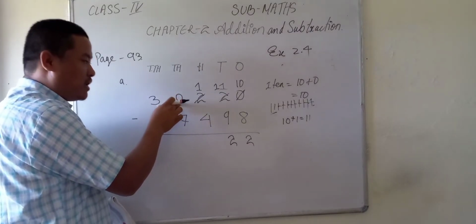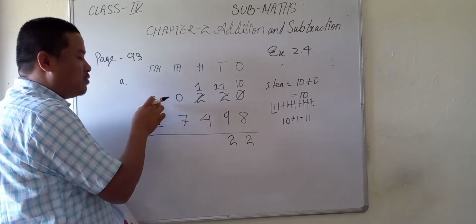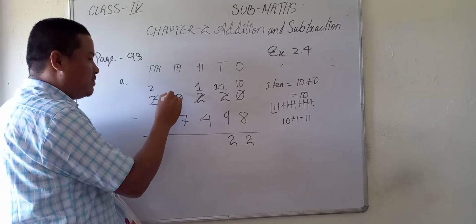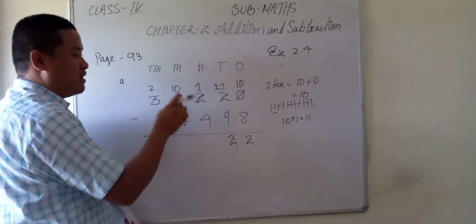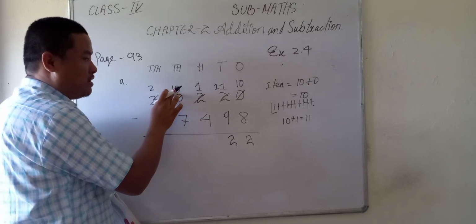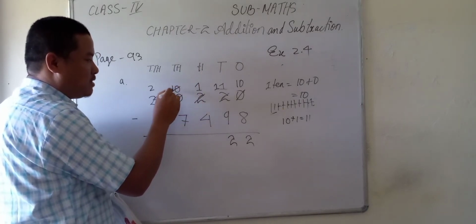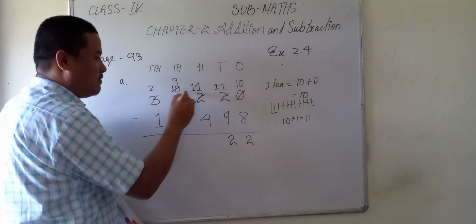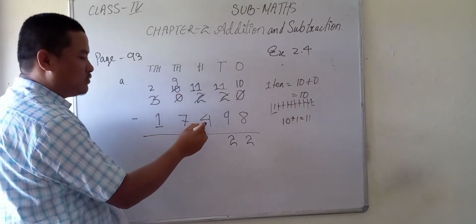So first 0 will take 110 from 3. Okay. When 0 is taking 110 from 3, this 3 becomes 2 and this 0 becomes 10. Now you see, from 10, 1 is going this side, then this one becomes 9 and this one becomes 11. Okay. So 11 minus 4.